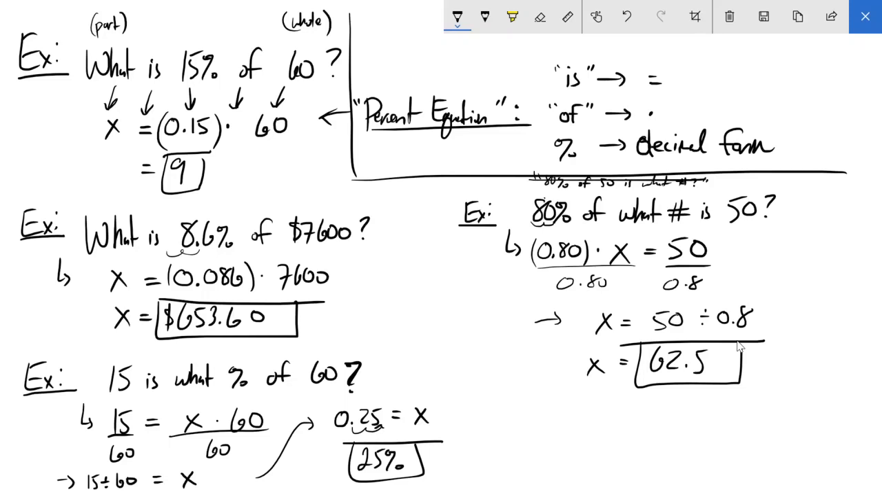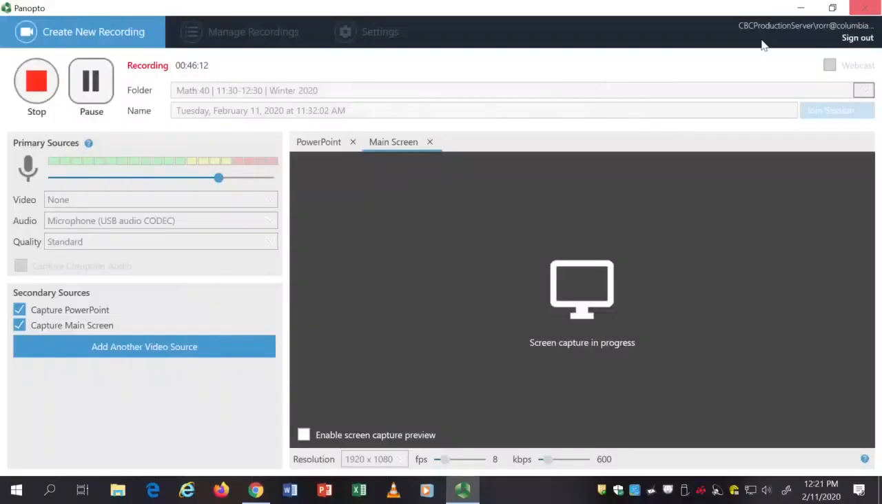And don't forget, if you haven't taken that last chapter 5 quiz, make sure that you get it done tonight because it's due today. That's the end of the decimal stuff.